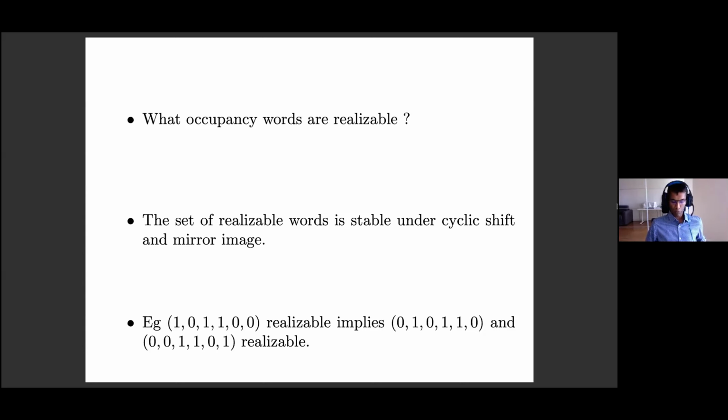The first remark is that the set of occupancy words, of realizable words, is stable under cyclic shift and mirror image. What is a cyclic shift? If I have a word like this one here, I can just shift everything to the right by 1 and take the last letter and put it first. Or I can also reverse the orientation of the word. And if I can realize this word, then I can realize the one with the cyclic shift by just rotating my points. And I can get the mirror image word by just flipping my configuration in the plane.